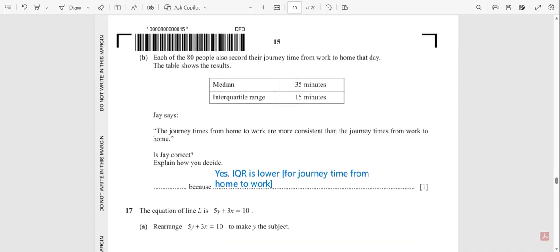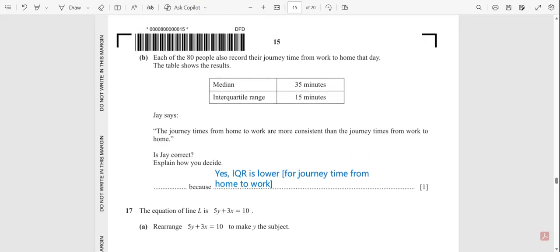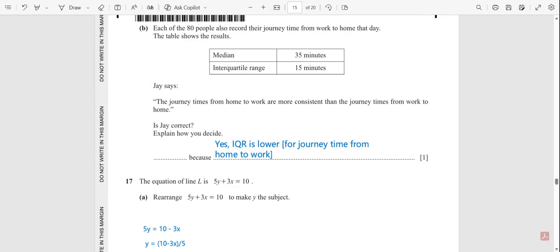Each of the 80 people also record their journey time from work to home that day. The table shows the result. Median 35 minutes, interquartile range 15 minutes. J says the journey times from home to work are more consistent than the journey times from work to home. Is J correct? Explain how you decide. Yes, the interquartile range is lower for journey time from home to work. So yes, J is correct.